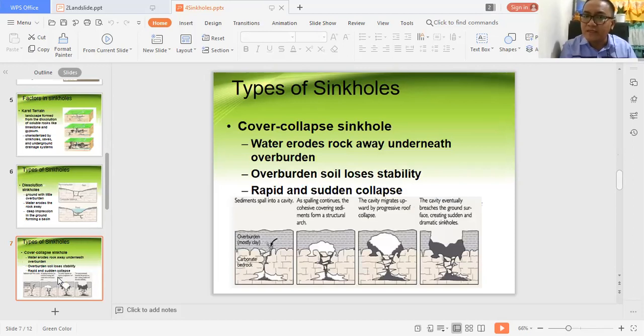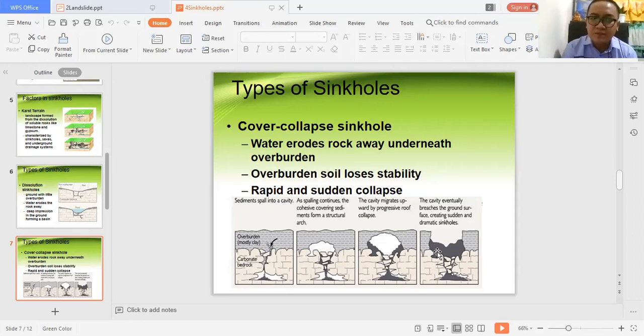So mapapansin po natin on the second types of sinkhole, ito po ay tinatawag po natin cover collapse sinkhole. Ito po, kung mapapansin niyo po, no, doon sa apat na illustration, the sediments fill or spill into a cavity. Makita niyo po yung overburden na mostly clay. No? Doon sa baba niya is yung tinatawag nating carbonate bedrock. On the process itself, the overburden soil loses stability, mapapansin niyo po medyo naglulus siya. The rapid and sudden collapse. Kaya po nagkakaroon ng tinatawag nating dramatic sinkhole.